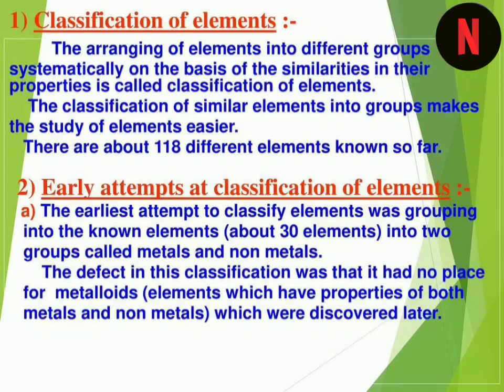The arranging of elements into different groups systematically on the basis of similarities in their properties is called classification of elements. The classification of similar elements into groups makes the study of the elements easier. There are about 118 different elements known so far.